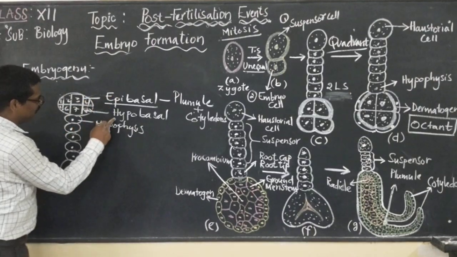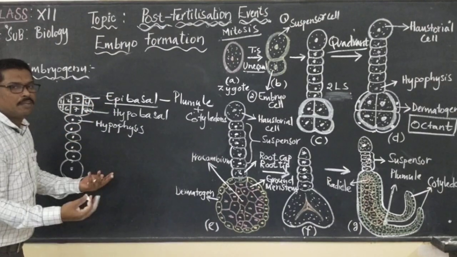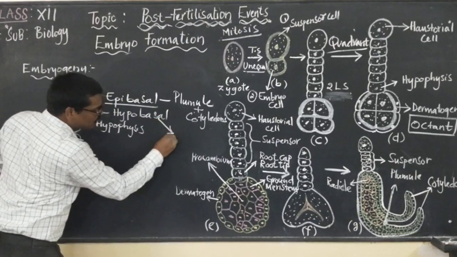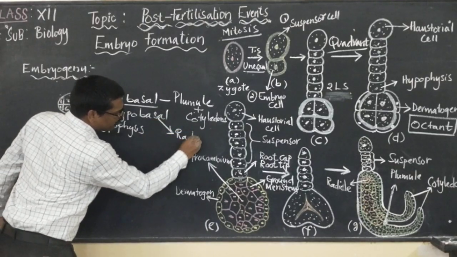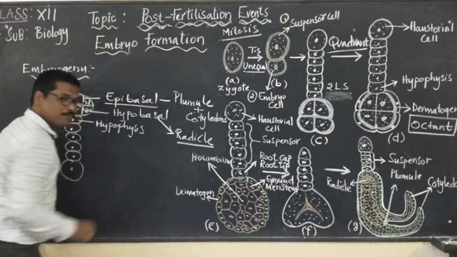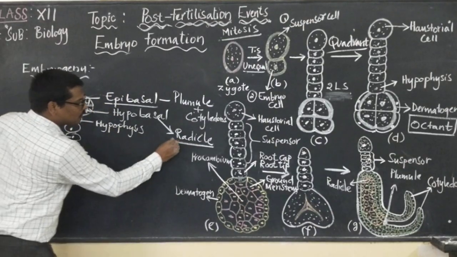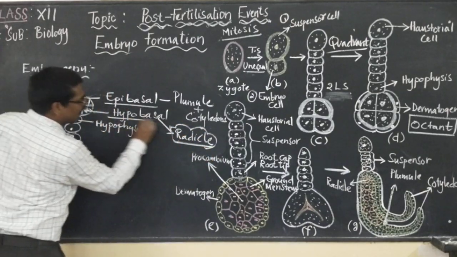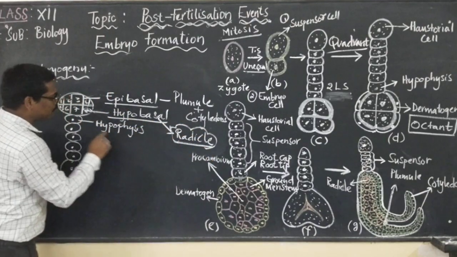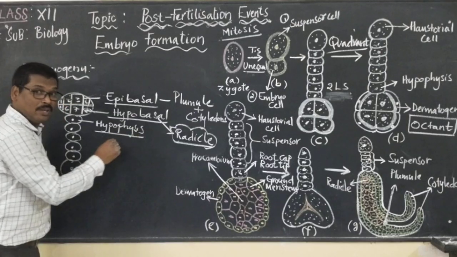The hypobasal, the other 4 cells, will undergo repeated division, and this is responsible for what? For the formation of the radicle. Radicle means what? Root system. Please remember, when we are talking about the radicle that is formed from the hypobasal, we also should remember that the hypophysis is also helping in the formation of what?